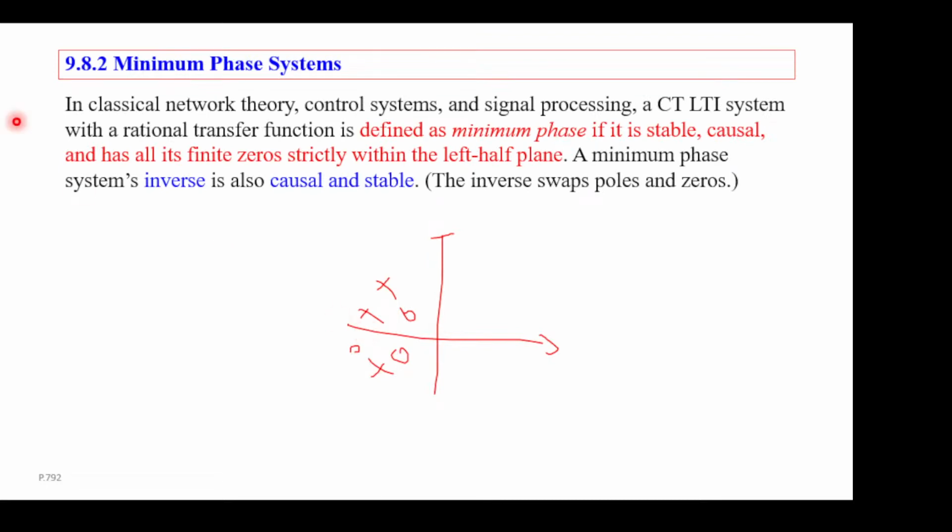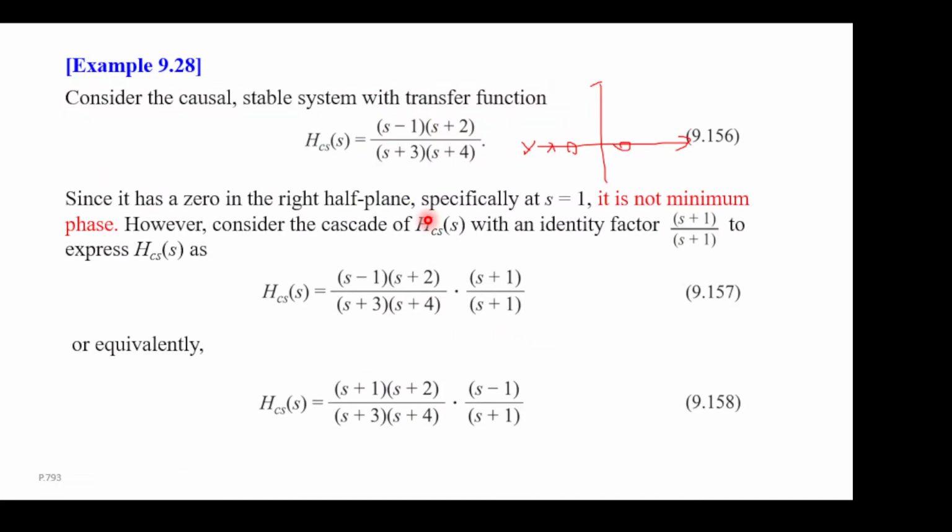A system is also called minimum phase if it's stable and causal and all the zeros are in the left half plane. And it's good because if you take the inverse, it's also causal and stable, because the inverse swaps the poles and zeros.